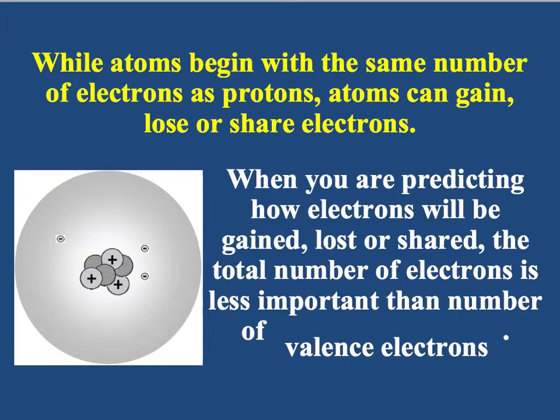So atoms can, and always do for the most part, start with the same number of electrons as protons. But earlier I told you that electrons are kind of like candy. You can keep them for yourself, you can give them away, or you can share them with someone else, or you can completely get some from someone else, or you can completely lose them. They're always moving around. So it means that the electron number doesn't always stay the same. So now we're going to flip back over to the front of your notes, and we're going to fill in the bullet point that talks about valence electrons.